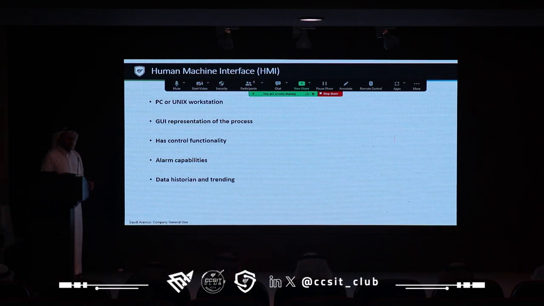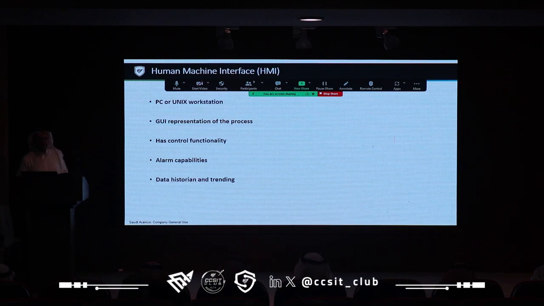Also, it will do data streaming and trending, used by the operator to see the trend of alarms and the trend of readings for data for the specific component or equipment inside the plant.